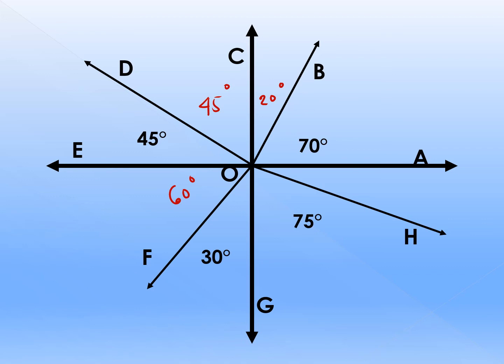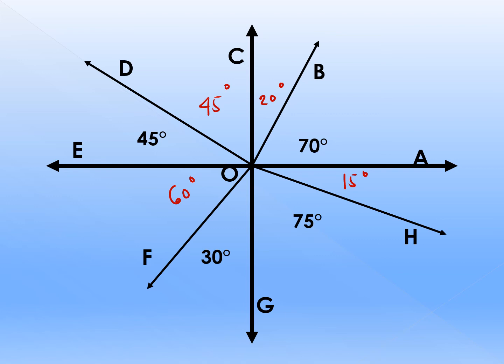Next, we have angle AOG, which is equal to 90 degrees since they are perpendicular. And angle GOH is equal to 75 degrees. Now, to find angle AOH, we need to subtract 75 from 90. And the answer is 15 degrees. So, we have already completed all the measurements of the given angles.